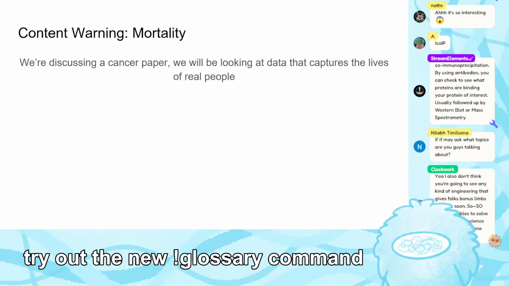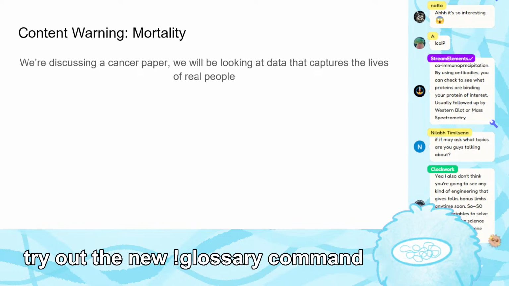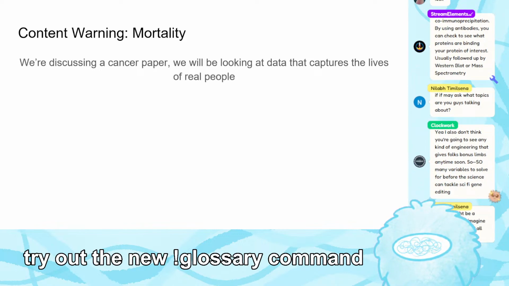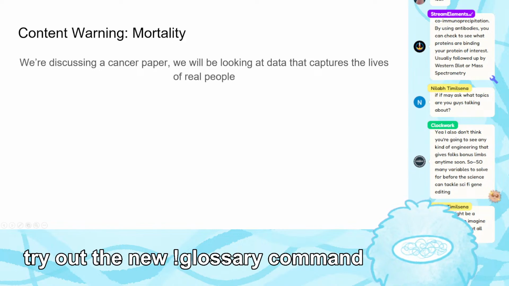All right, so here is my content warning. We are talking about cancer, and so a part of this paper has to do with real data that captures the life of real people. And so, just as a warning, you will see data that reflects people dying, which is of course unpleasant. If you watched my 12-hour glioblastoma stream, you know how difficult it is to actually read data when you know that there are real lives attached to some of these numbers. So just be warned that that will come up.